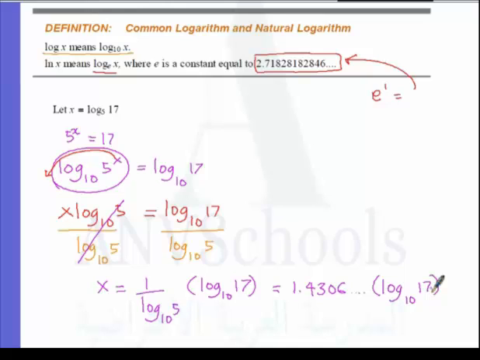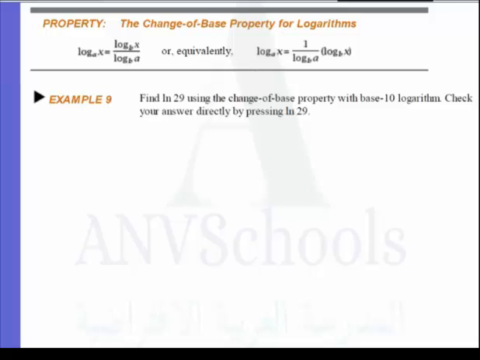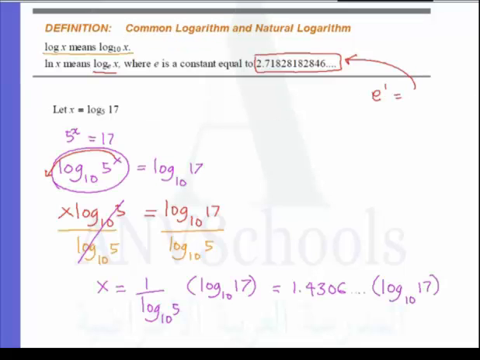Okay, so why am I showing this to you? Because this will lead us to another property of logarithm, which is the change of base. So the change of base property for logarithm states that log base a of the argument x is equal to log base b of x over log base b of a, or equivalently, log base a of x is equal to 1 over log base b of a times log base b of x. So notice that in this example, we expressed our logarithm expression into another base, 10.